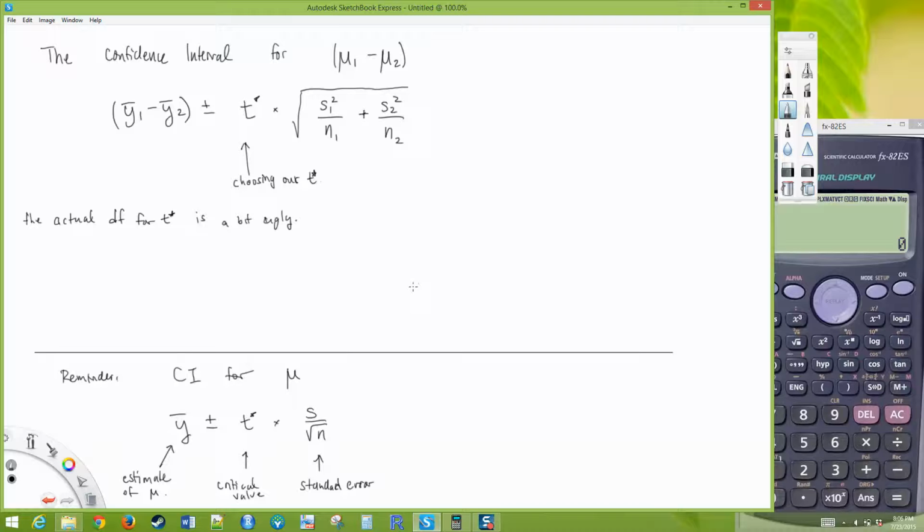The computer will figure out the true appropriate t star to use, the true values that we should use. But when doing it by hand, we're just going to use an approximation. So when choosing t star by hand, we approximate the degrees of freedom.